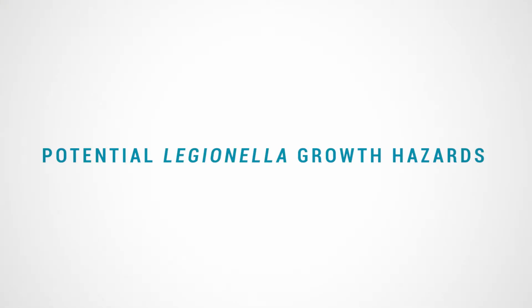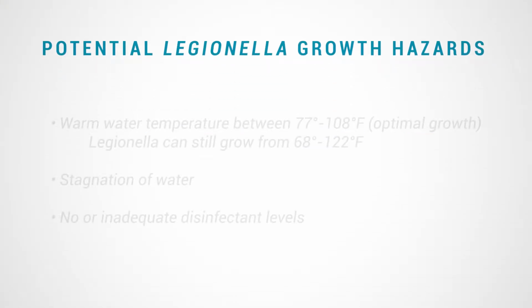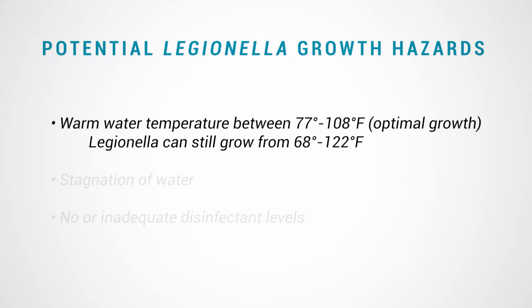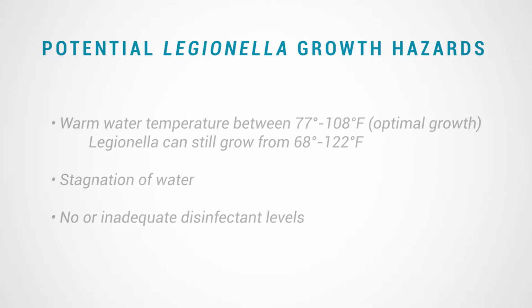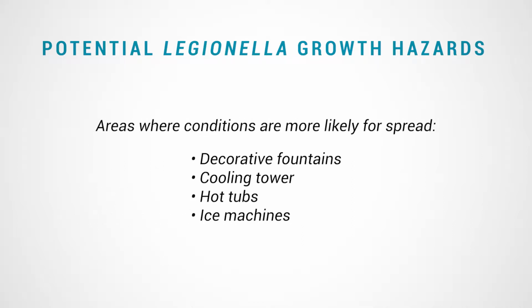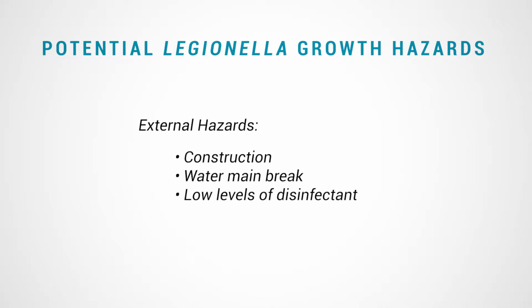Potential hazard and risk areas for Legionella growth include temperature permissive conditions, stagnation of water in the pipes, lack of or lower than recommended levels of disinfectant in the water, and areas where conditions for bacteria spread are more likely, such as decorative fountains, cooling towers, hot tubs, or ice machines. External hazards include construction, water main breaks, or low levels of disinfectant.